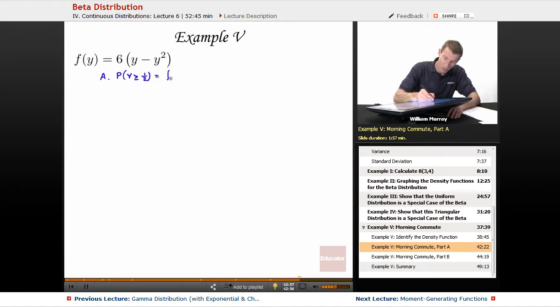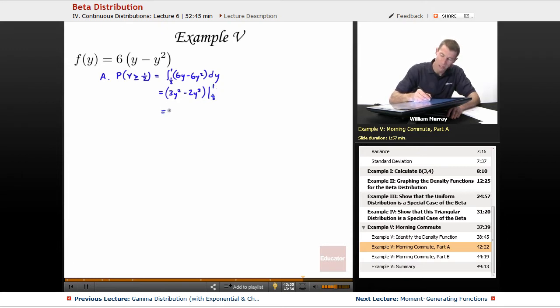Remember, our range is from 0 to 1. So 1/2 to 1, because we want it bigger than 1/2, of 6y minus 6y squared dy. And now we have a little calculus problem to solve, and it's not a hard one at all. So that's, let's see, the integral of 6y is 3y squared. The integral of 6y squared is 2y cubed. And we want to evaluate that from y equals 1/2 to y equals 1.